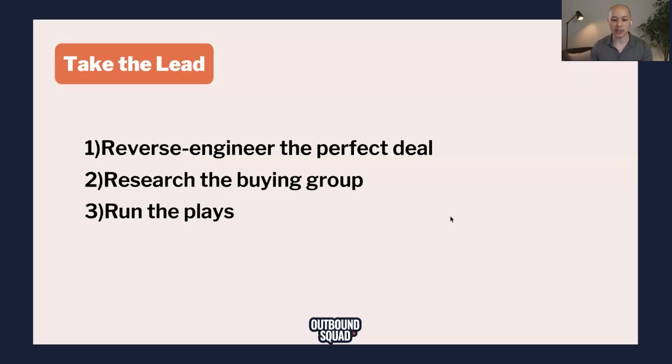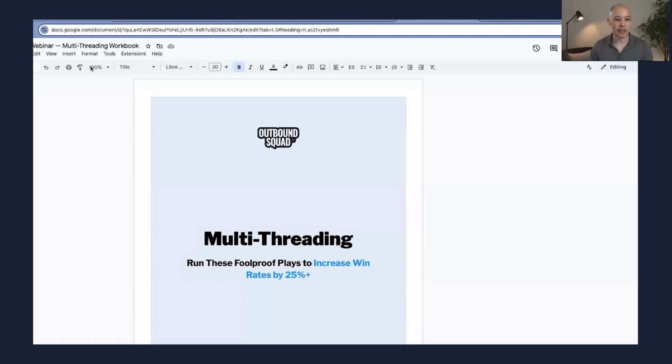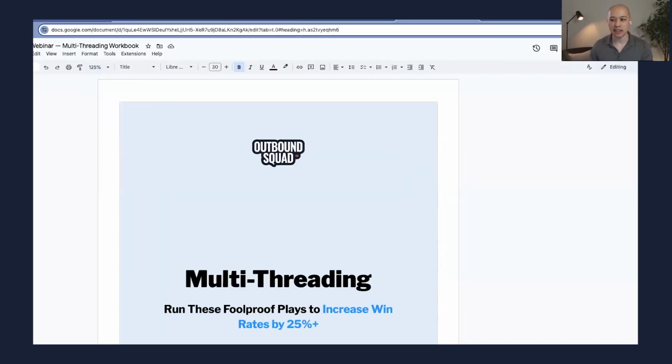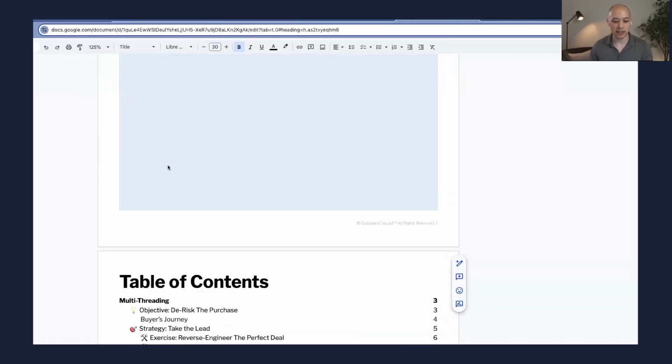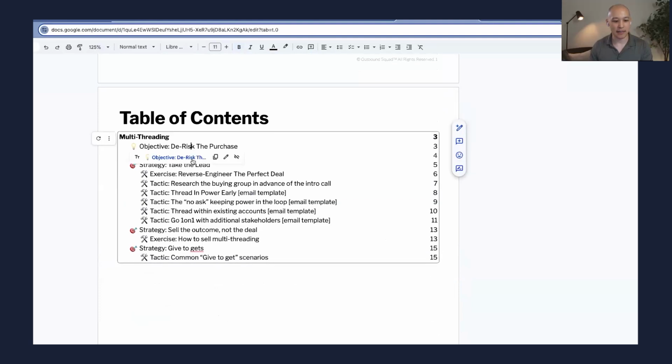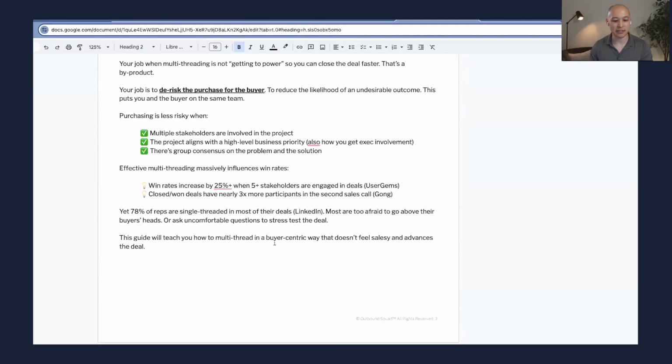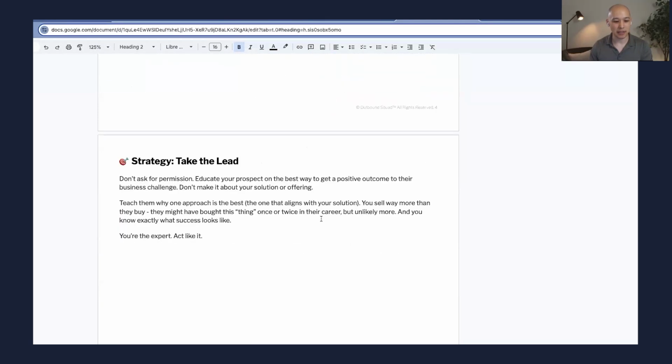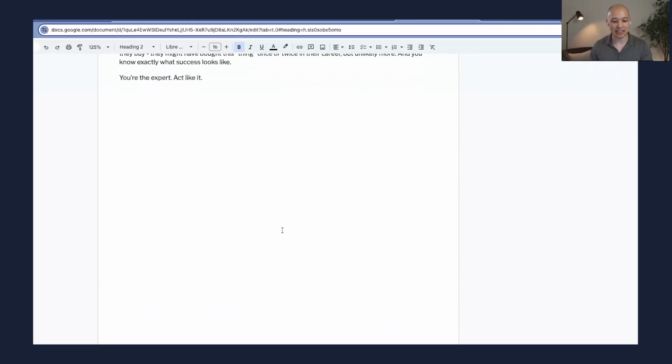So the first thing I want to share, and then I'll open this up. We're going to give this to you guys at the end of the session today. There's a multi-threading workbook here that's got all the stuff that we're going to talk about in there. It's got everything we've talked about from the objective, what we're trying to accomplish, taking the lead, etc.